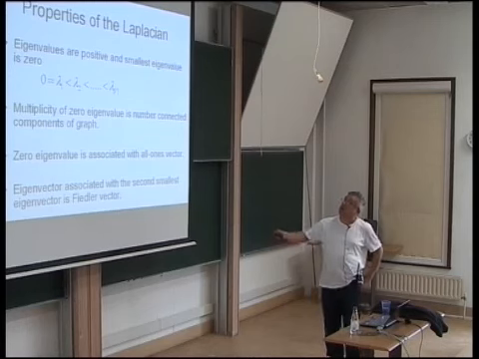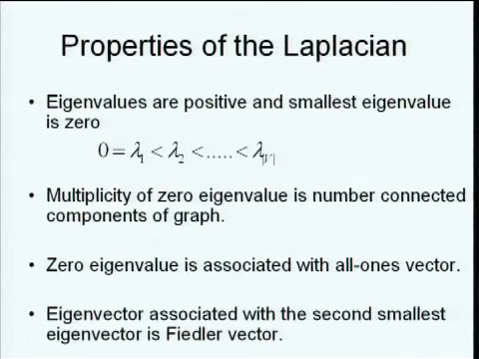So here's a quick summary of the properties of the eigenvalues and eigenvectors of the Laplacian matrix. The eigenvalues are positive and the smallest eigenvalue is 0. The multiplicity of the 0 eigenvalue is the number of connected components in the graph. The 0 eigenvalue is associated with an all ones vector, and the eigenvector associated with the second smallest eigenvalue is the Fiedler vector. It's the Fiedler vector which has been exploited all over pattern analysis and computer vision to develop algorithms, particularly the Shi-Malik segmentation algorithm.